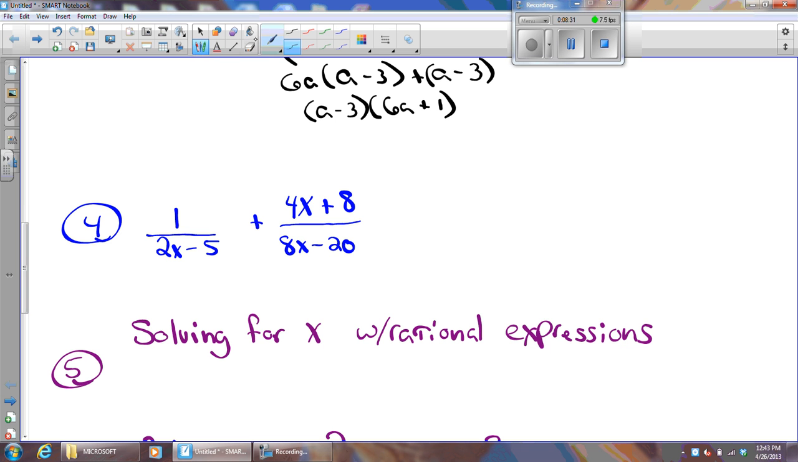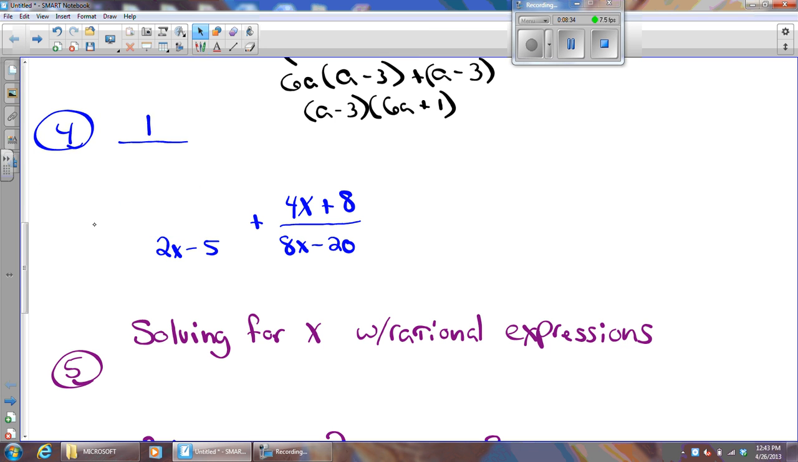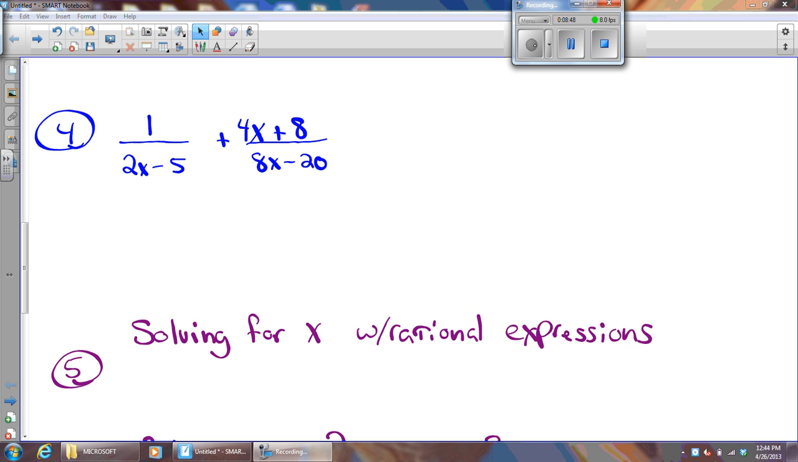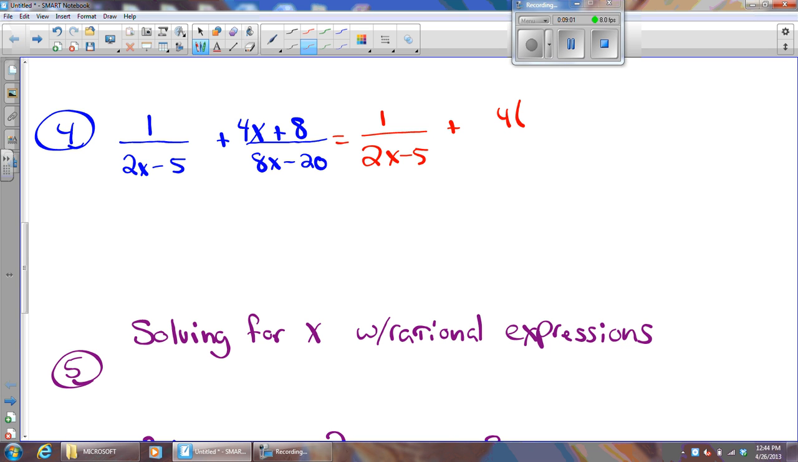Okay, this one here, same type of problem. Going to move it up a little bit, give myself some room to work. Okay, on all these problems, the first thing I did was factor. Well, I'm going to factor the numerator and denominator of the second fraction. I'm going to get 1 over 2x minus 5, plus 4 times the quantity of x plus 2 over 4 times the quantity of 2x minus 5.